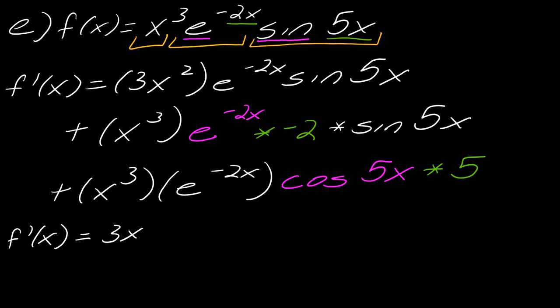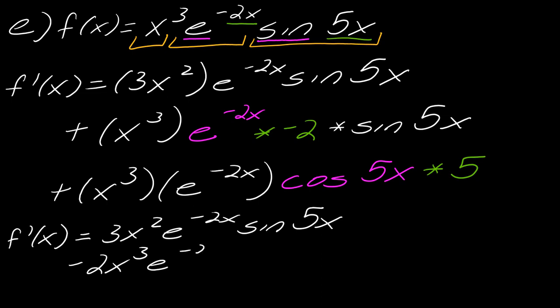So this will be 3x squared e to the negative 2x sine of 5x minus 2x cubed e to the negative 2x sine of 5x, and then finally 5 x cubed e to the negative 2x cosine of 5x.